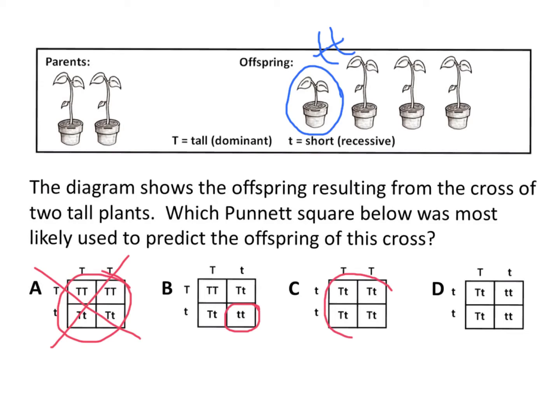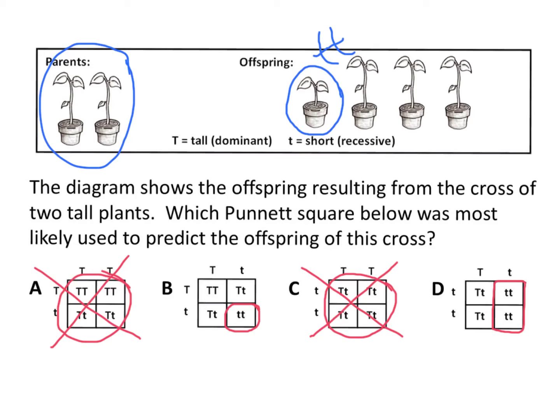Answer choice C does not have any homozygous recessive genotypes in that Punnett square, so answer choice C cannot be correct. Answer choice D does have homozygous recessive offspring in the Punnett square, and so that might be an option too. But it's important that I find evidence that tells me exactly which one of these answer choices is correct. To do that, I'm going to look at the parents.